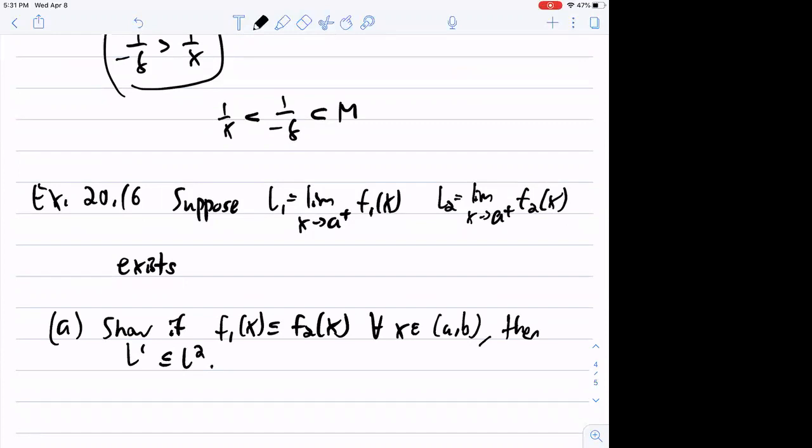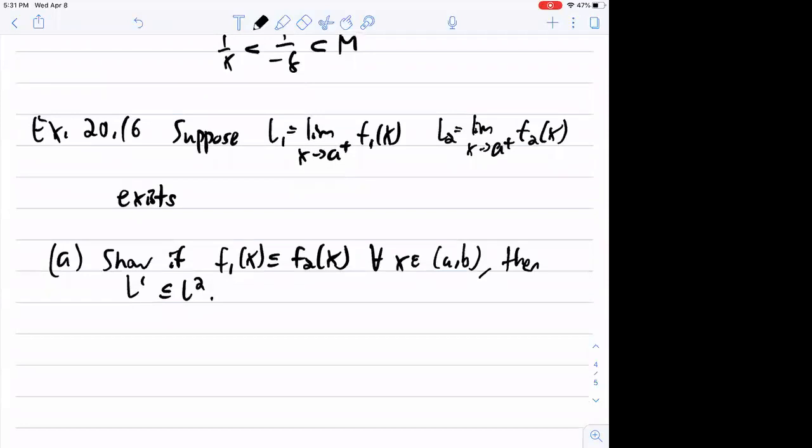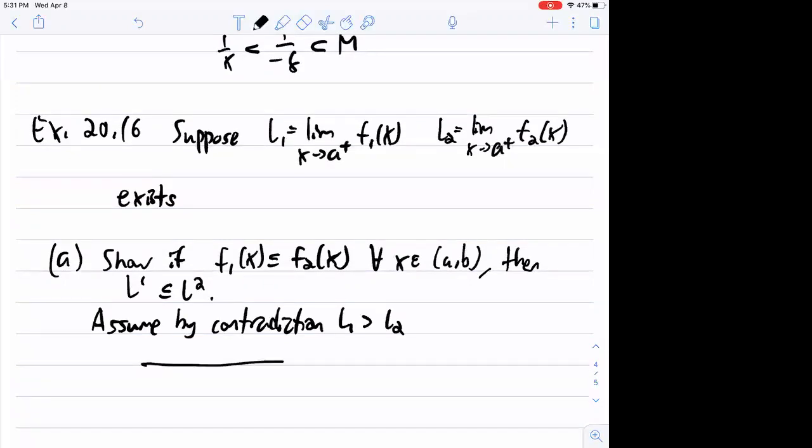This seems intuitively obvious, right? Because if your function is always smaller than the other one on the interval, then when you go to a, it's still going to be smaller than or equal to, right? Because one of them was always bigger than the other. So let's actually prove this. The idea is, if we assume by contradiction that L1 was bigger than L2, so if I write here, here's L1, here's L2.